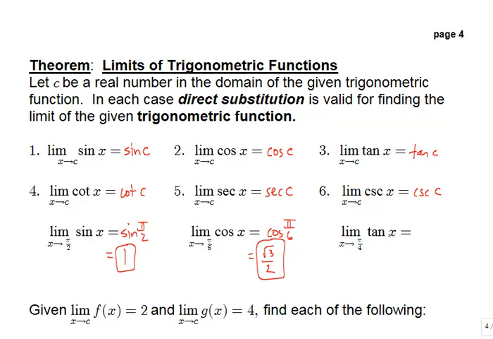Finally, the tangent of x as x goes to pi over 4 would be the tangent of pi over 4. The terminal point of pi over 4 is root 2 over 2 comma root 2 over 2, and tangent is y over x. So when you take root 2 over 2 and divide it by root 2 over 2, it cancels out to a 1. So this is just 1.